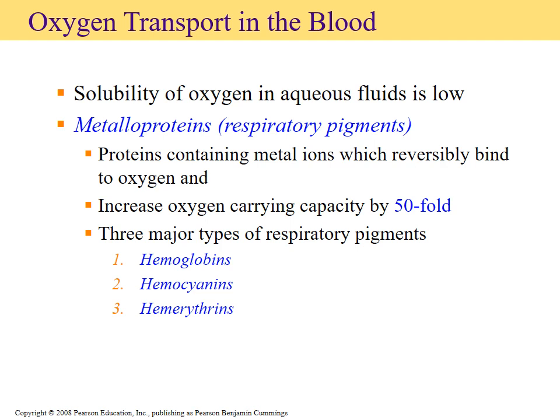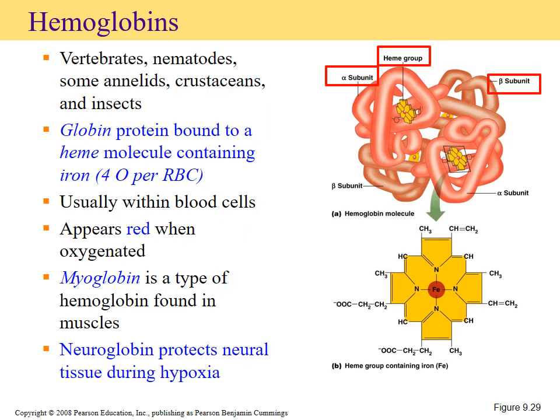Turns out there are three major types: hemoglobins, which I know many of you are familiar with, hemocyanins, and hemerythrins. So let's take a few seconds and compare the three from each other. All right, so the first one is hemoglobin. Hemoglobin is what you would have in mammalian models such as ourselves. Most vertebrates have it. We also see it in some annelids, insects, crustaceans, and nematodes.